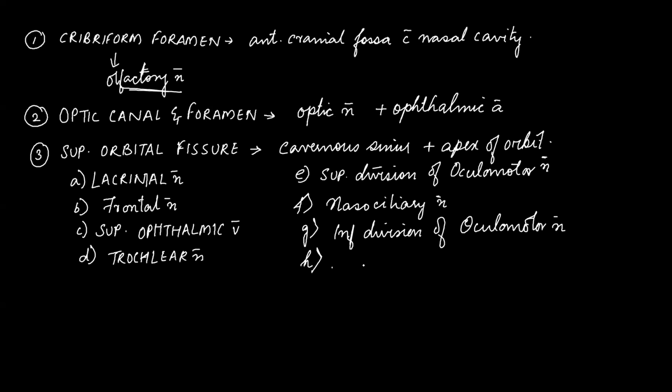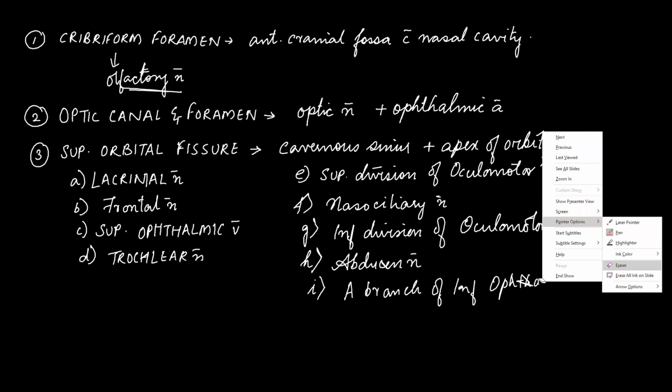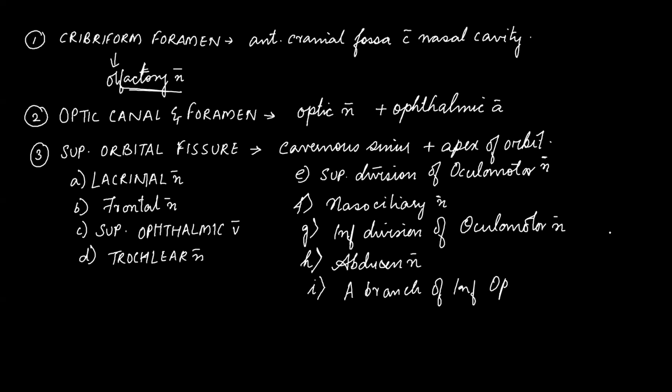Then we have abducens nerve and a branch of inferior ophthalmic vein.